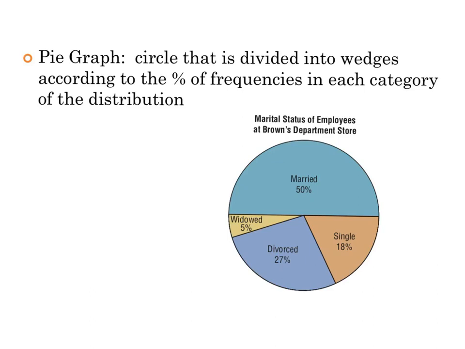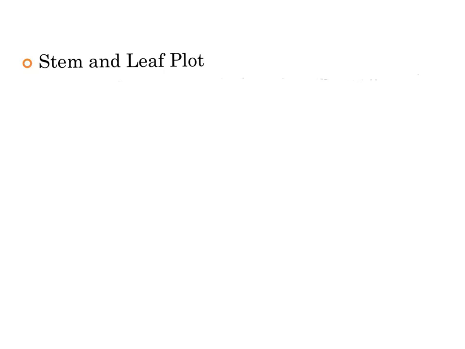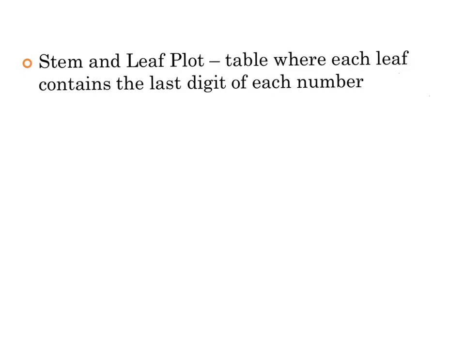Just know that that's coming. The last one that we're going to look at today is a stem and leaf plot. Anybody familiar with a stem and leaf plot? Yes. I did it in middle school. So a stem and leaf plot is a table where each leaf contains the last digit of each number. So you have a data set, and the last digit of each data value are the leaves.